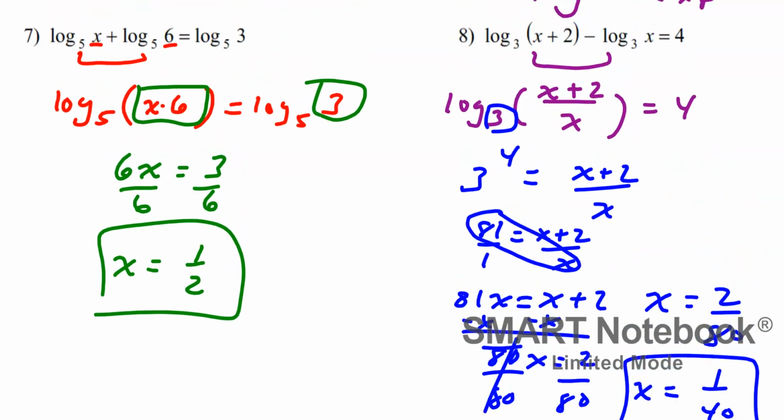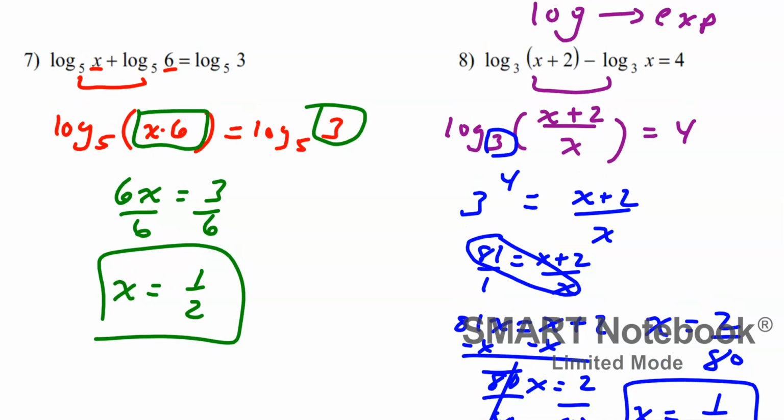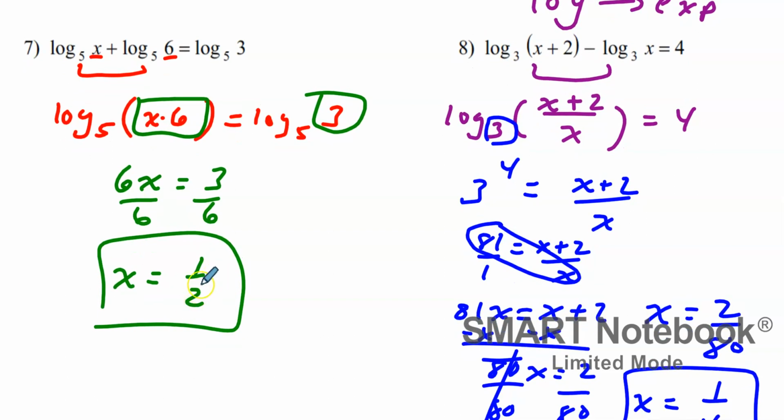And just like the earlier log equations, you could take 1/2 and plug it in, and you could take 1/40 and plug it in. And if you do, you should get both sides of this equaling 4, and for this side, you should get the same number on both. The answers do work.